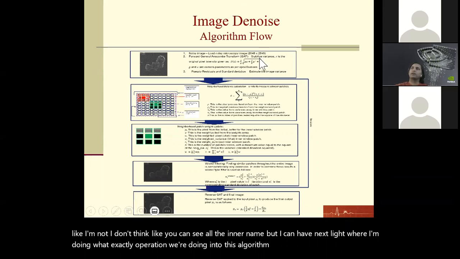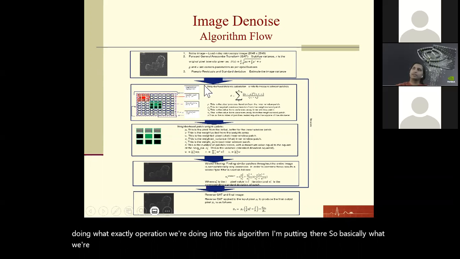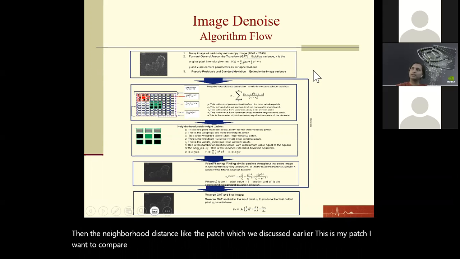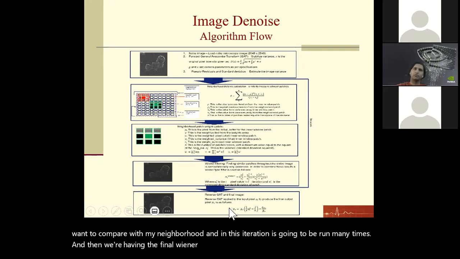Basically, we do the forward GAT, then the neighborhood distance calculation, like the patch we discussed earlier. So this is my patch. I want to compare it with my neighborhood, and this iteration is going to run many times. Then we have the final linear filter and reverse transform to get your image back, which is your denoised image.